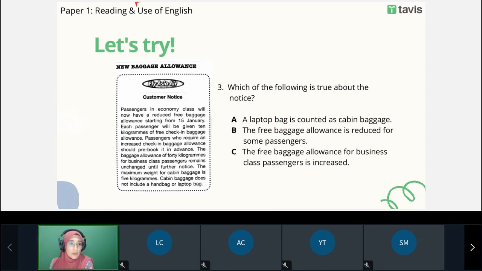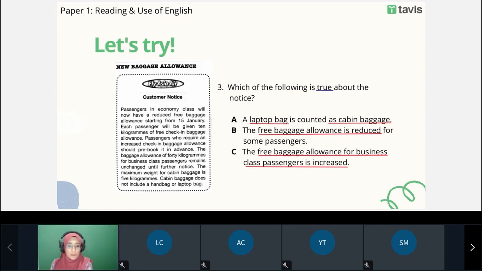Now, first of all, try and identify the keywords. The question is asking you which of the following is true. The keywords here are: for A, laptop bag, cabin baggage. For B, free baggage allowance is reduced for some passengers. For C, the free baggage allowance for business class passengers is increased.